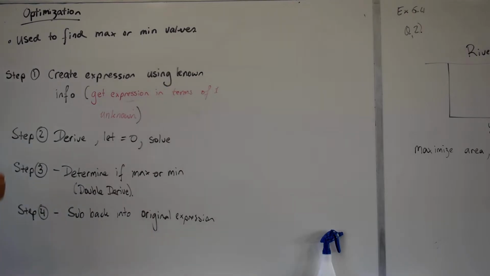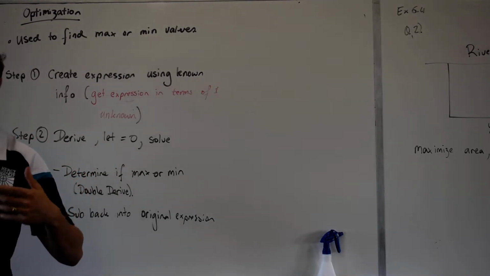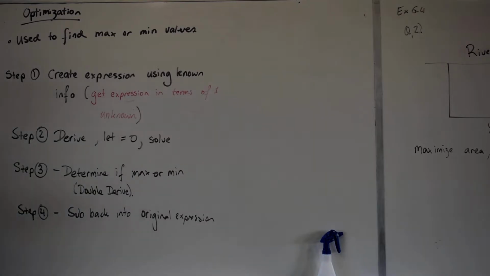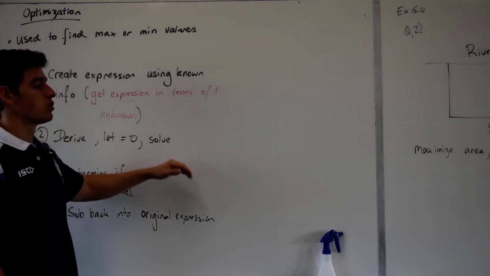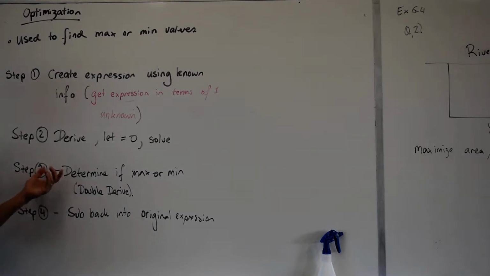So in the last one we had length, width and height. In the first place we have to get it all in terms of x, where our length was equal to 29.5 minus 2x, our height was x, and our width was 21 minus 2x. We then derived, let it equal 0, and solve for our unknown, whatever it might be. We then have to prove that it's a max by double deriving, and then once we know it's a max, we sub back into our original equation.